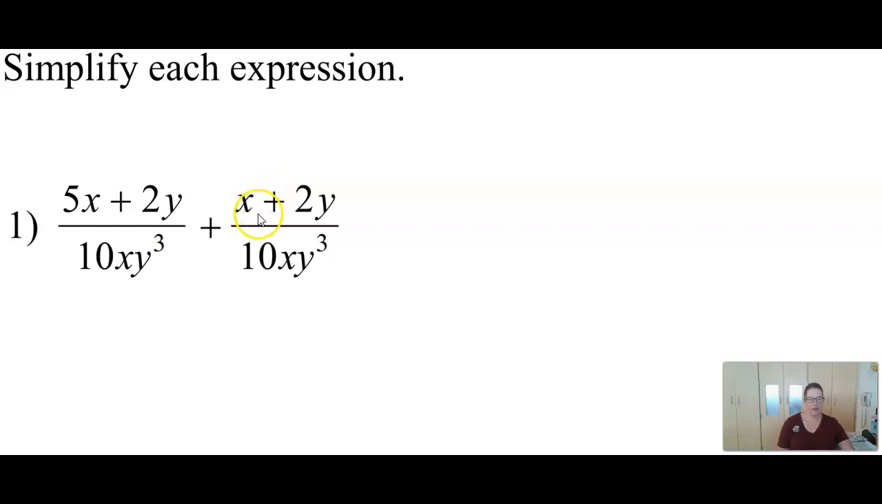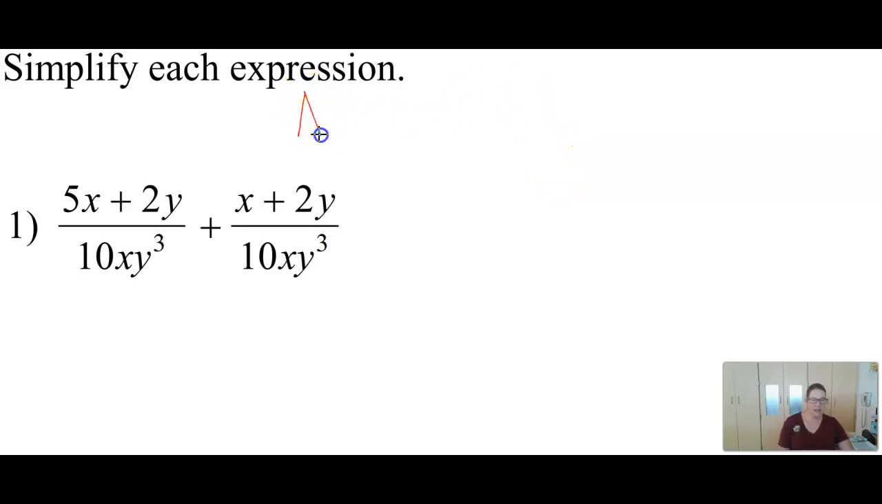Hi, so this video is going to be on adding and subtracting rational expressions. We've already covered simplifying rational expressions as well as multiplying and dividing rational expressions. Now we're going to work on adding them. Before we get started with example 1, let's just be reminded of adding and subtracting fractions together.